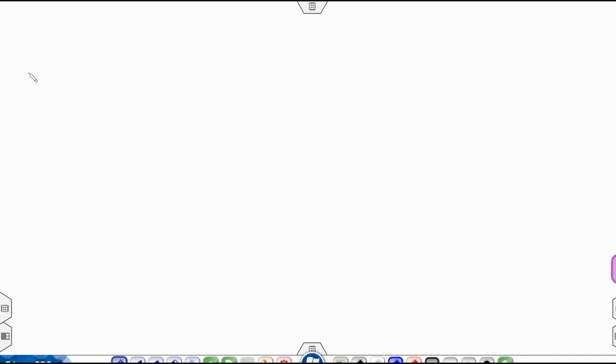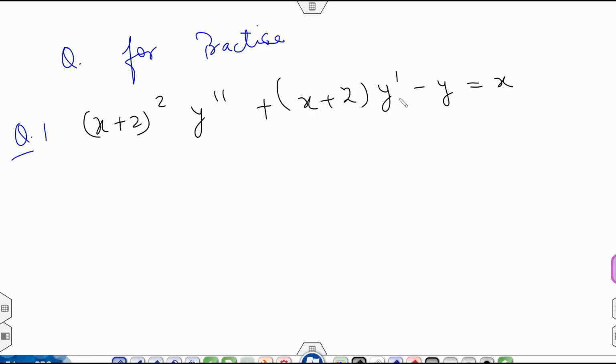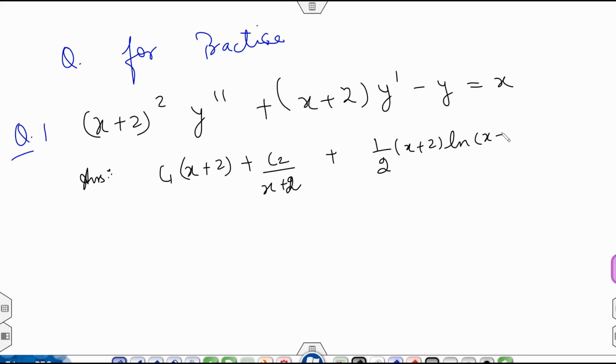Now I will write a few questions for practice. So question number 1 is, solve this, and here your answer will be c1 (x plus 2) plus c2 divided by (x plus 2) plus half (x plus 2) ln of (x plus 2) minus 1 by 4 (x plus 2) plus 2. So this will be the answer.